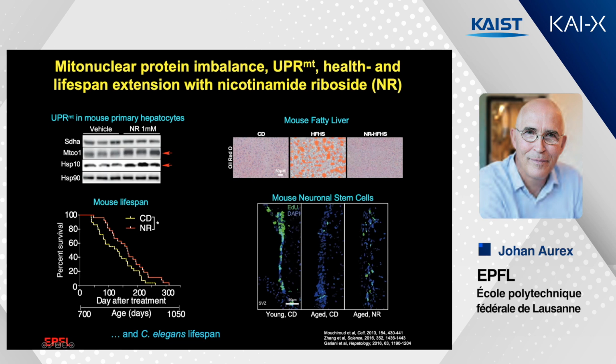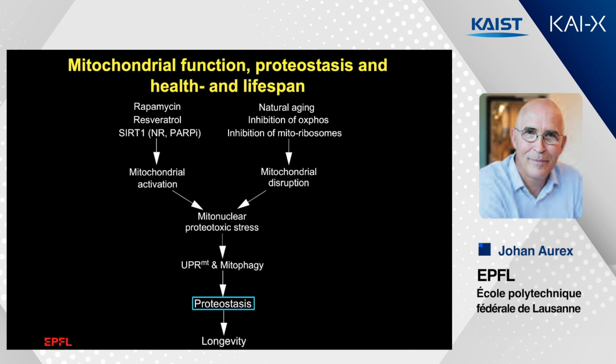Now, this brings me to a central paradigm of this talk, is that both mitochondrial disruption, and I showed you inhibition of mitoribosomes, but it happens also in aging or inhibition of OXPHOS, or stimulation of mitochondria, such as with rapamycin or with NR, as I showed you, induce this stress response, this mitonuclear proteotoxic stress. This leads to the unfolded protein response and mitophagy, and this bolsters, strengthens proteostasis, and increases longevity.